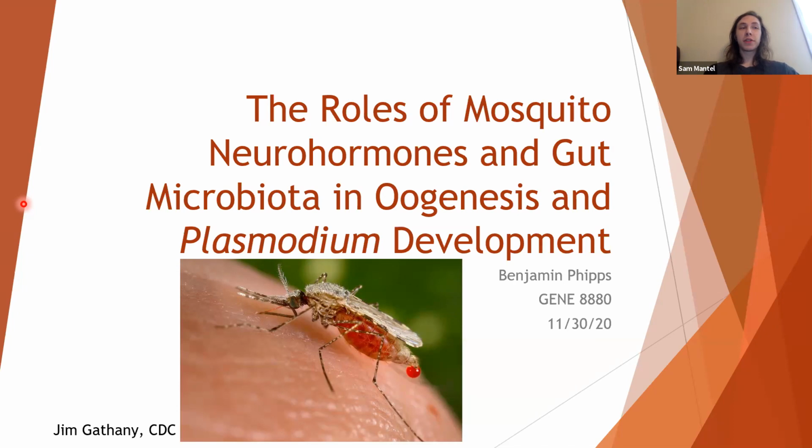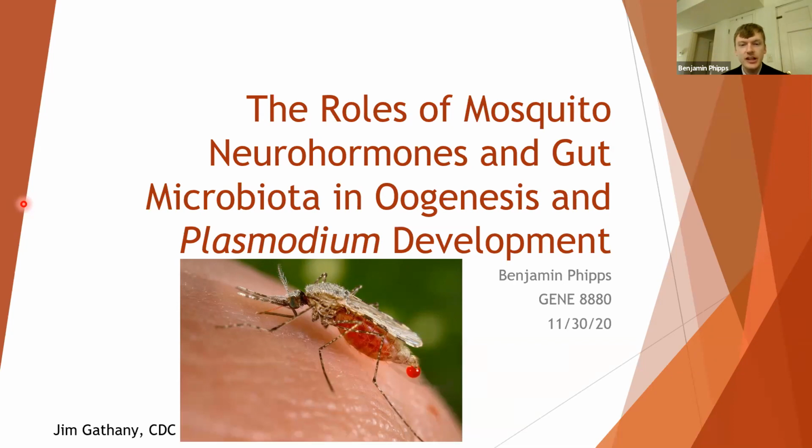It's my pleasure to introduce Benjamin Phipps. Benjamin earned his bachelor's degree from the University of North Texas in 2019, double majoring in biology and Spanish. He's now a second-year student in Dr. Michael Strand's lab, working on the interaction between malaria parasites, its mosquito host, and the microbiota of that mosquito. So go ahead and take it away, Benjamin. All right. Well, thank you for that introduction, Sam.